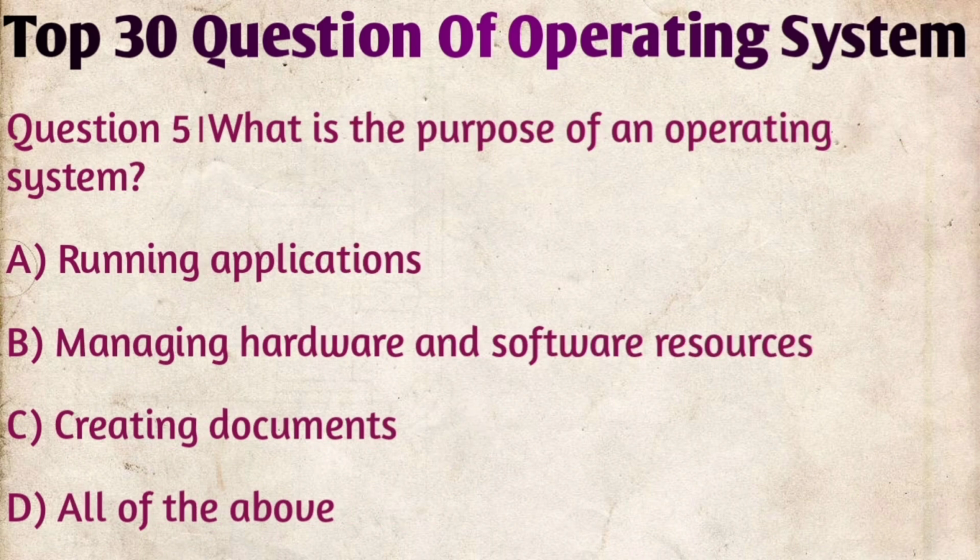Question 5. What is the purpose of an operating system? A. Running applications. B. Managing hardware and software resources. C. Creating documents. D. All of the above. So the answer is B. Managing hardware and software resources. So we are moved towards our next question.